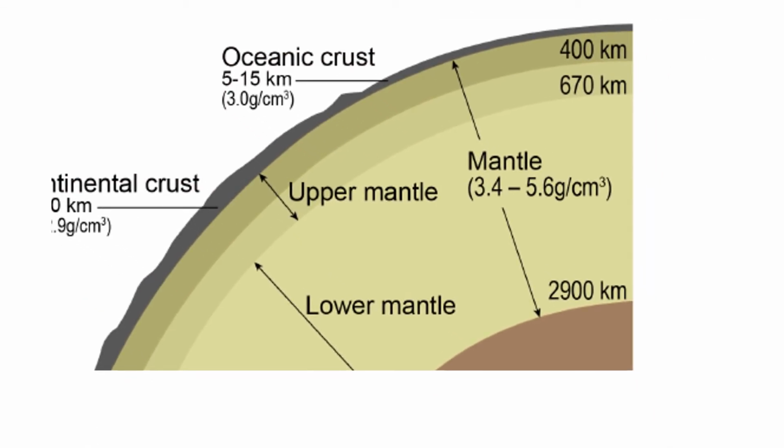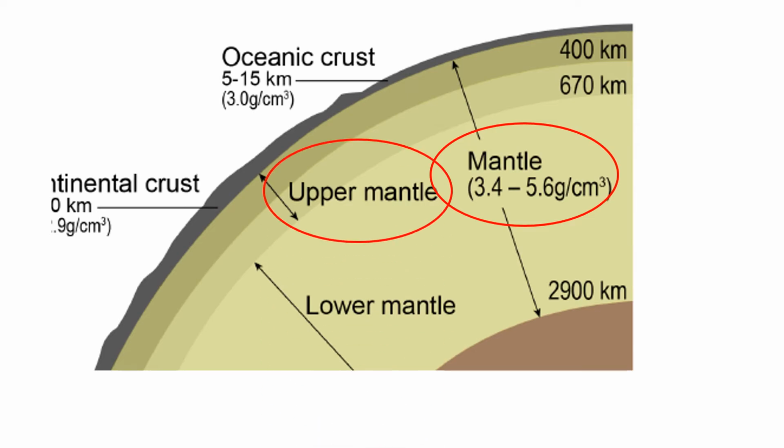The next layer, as we go deeper into our planet, is going to be the mantle. Okay, the density of the mantle is a little bit lower. I'm sorry, a little bit higher, between 3.4 and 5.6 grams per centimeter cubed. This mantle is going as deep as 2,900 kilometers, and it's broken down into an upper mantle and a lower mantle.